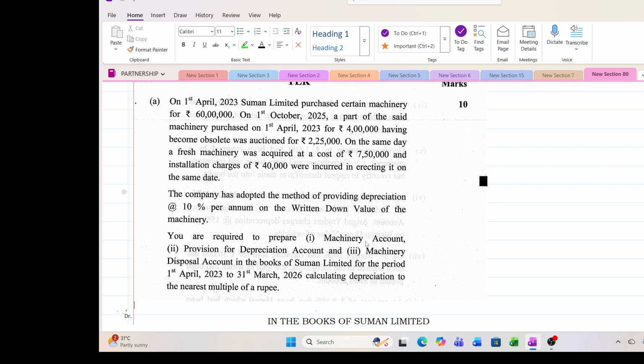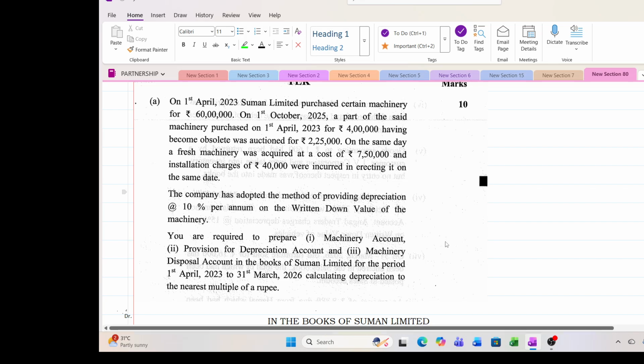So let us see the sum. For convenience and time saving, I have already entered all the things with the workings. So I made clear what to do and what not to do.